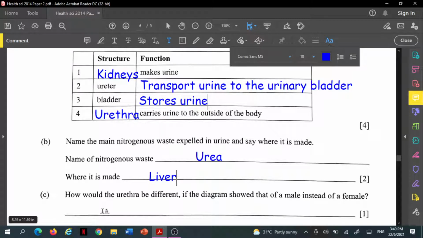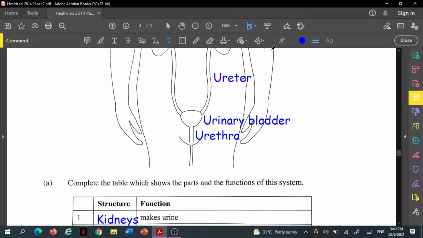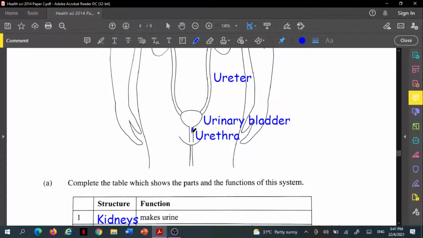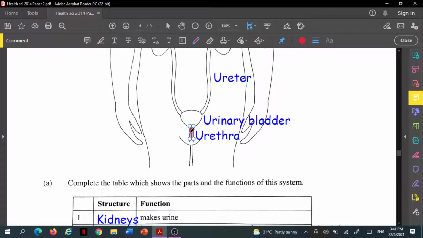It said, how would the urethra be different if the diagram showed that of a male instead of a female? So what it's showing is a female. Let's go back to the diagram to see exactly what is happening here. So now they're asking, this structure right here, which is a urethra, right? This piece is a urethra. So how is a urethra different in a male compared to a female? So this is a female right here. So they're actually asking how this becomes different in a male than if it's a female.